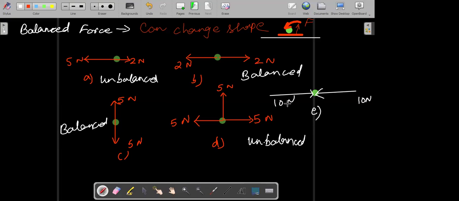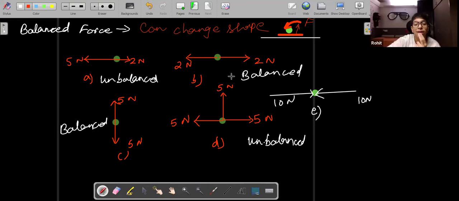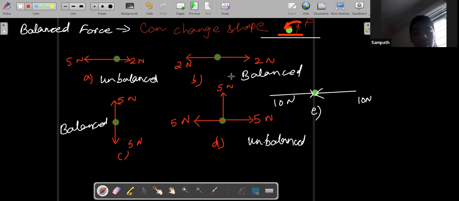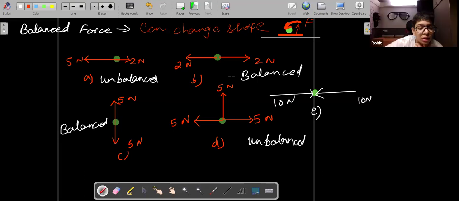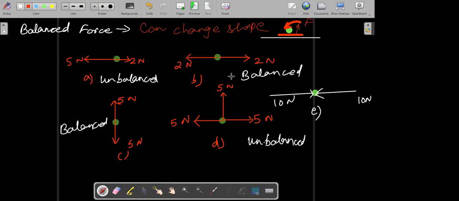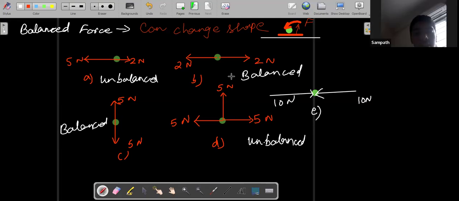What do you think about this one? The case B. Sir, it's in the middle of both, it's balanced. Yeah, it is balanced. The B one is balanced. So what effect can it bring about? Sir, it can change the shape.